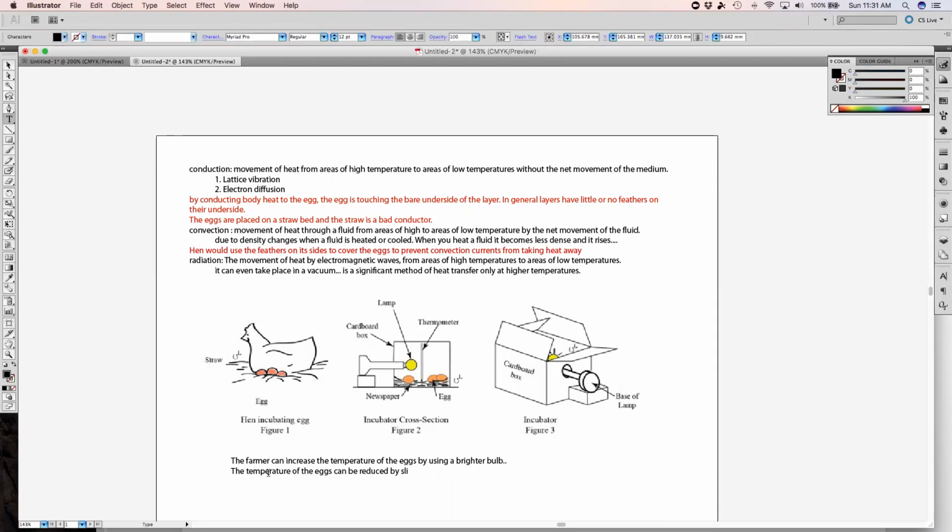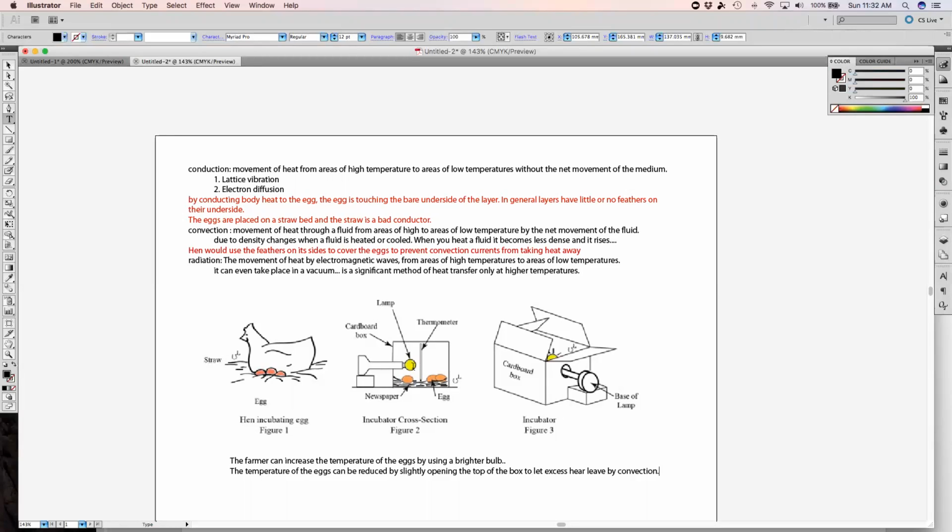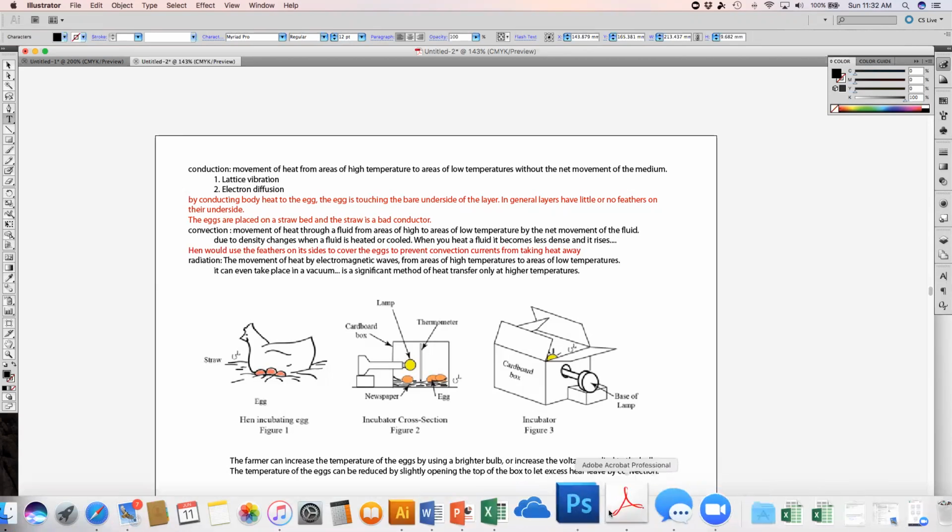he can, by slightly opening the incubator. That's a couple of methods that the farmer could employ. You can use a brighter bulb, or you can also increase the voltage of the bulb. You can increase the power supply that's running to the bulb. That will make the bulb brighter, deliver more heat, and therefore cause the temperature to increase. So these are two methods that the farmer can employ to do that.